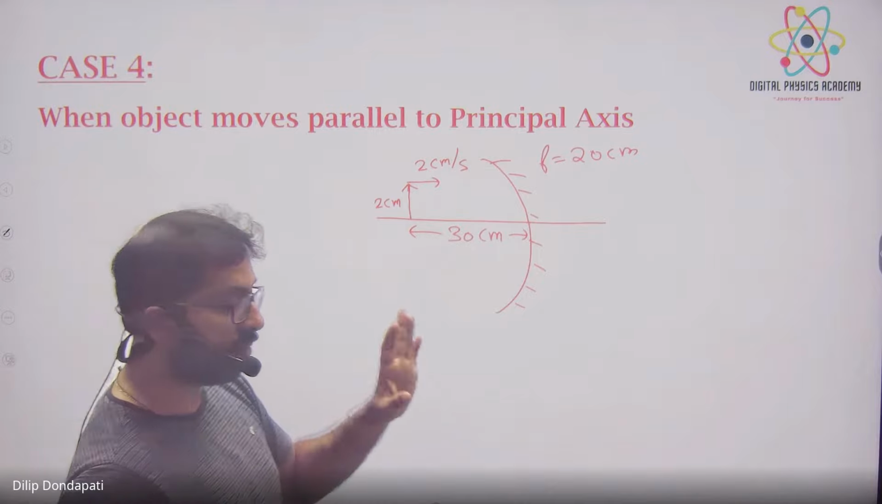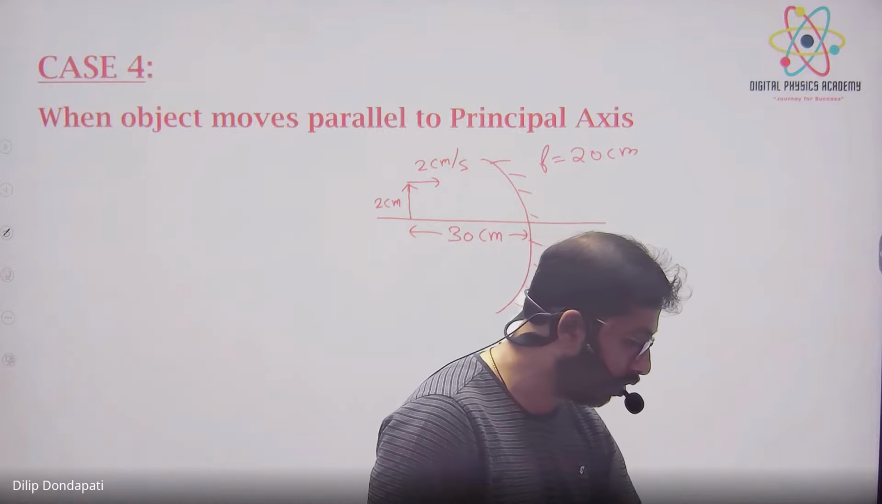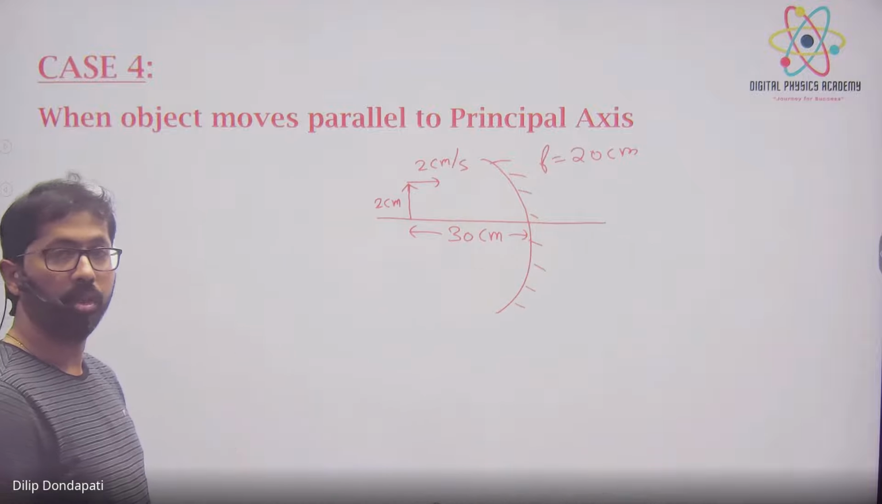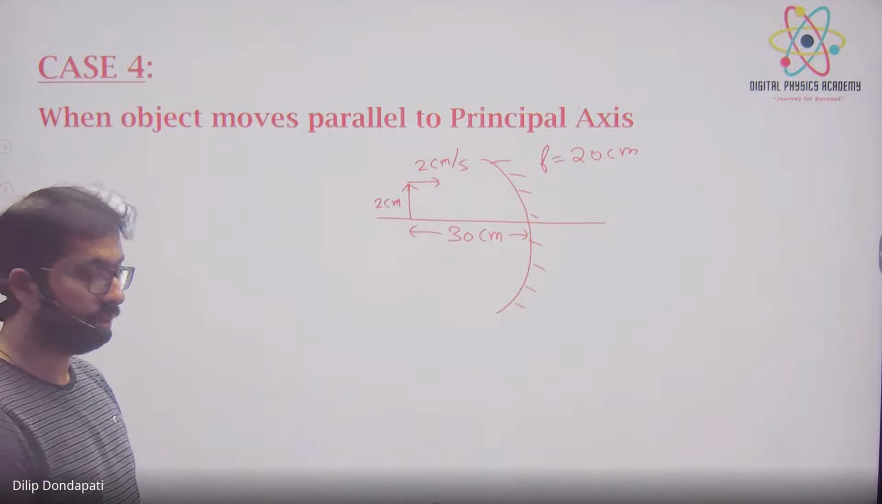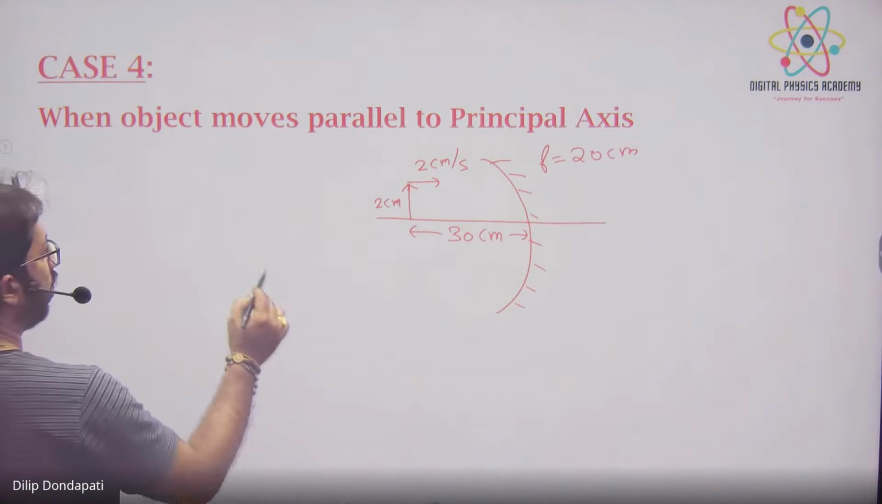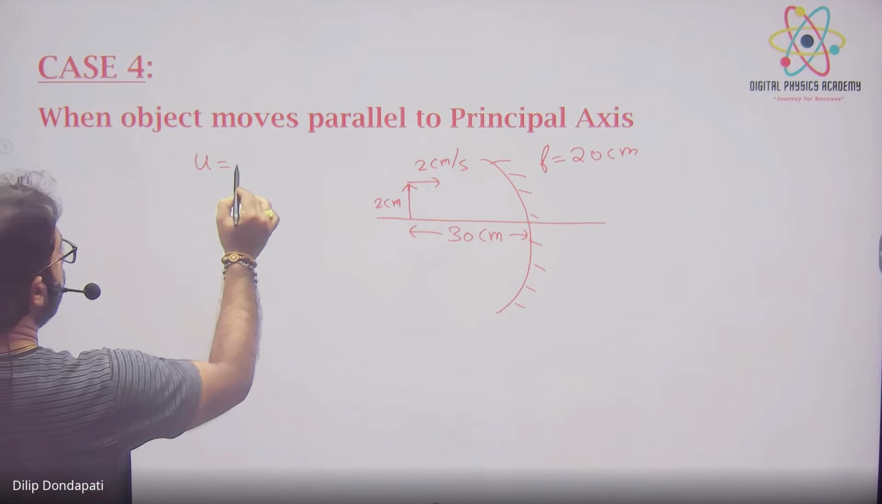The x direction is the same, for the y direction we always have to go for HO by HI equal to minus V by U. We don't know whether the y direction will exist or not, but you have to do it. So for both you need V, first find V. U is minus 30 centimeters.